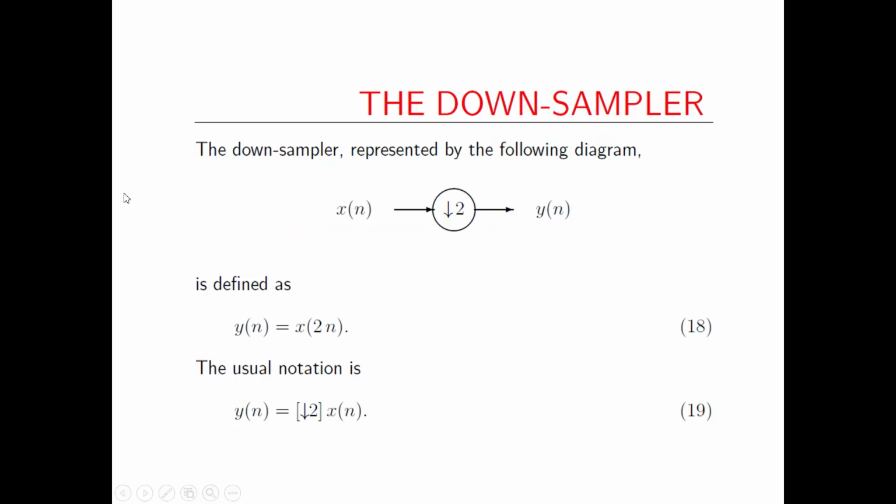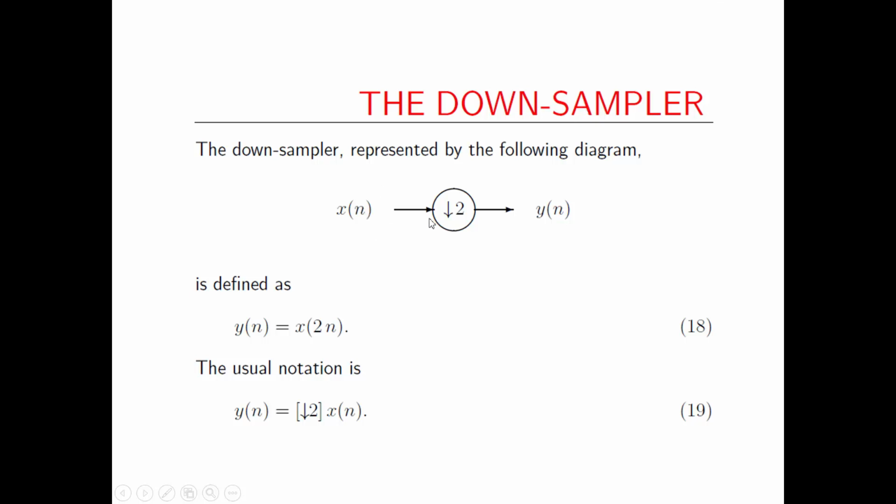So that's the takeaway from understanding the theory of upsampling. Now let us take a look at what the downsampler is. The downsampler is represented by the following diagram, where x[n] is the input signal and the down arrow has a factor of 2. Similarly, we are considering the downsampler with a factor of 2 only, and we will derive the equations and generalize them for a general downsampler factor.